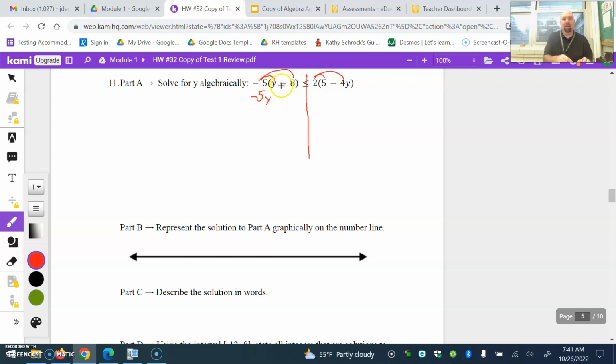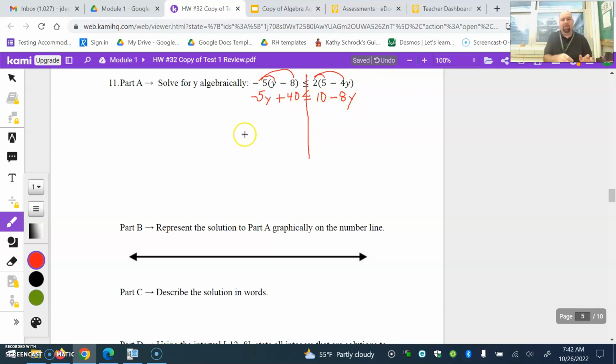One mistake I've seen a lot of students make in this next part of distributing: it is -5 times -8, making this positive 40, not negative 40. We still have the inequality less than or equal to. 2 times 5 is 10. 2 times -4y is -8y.